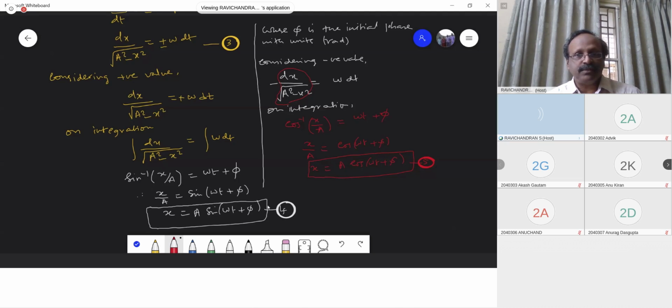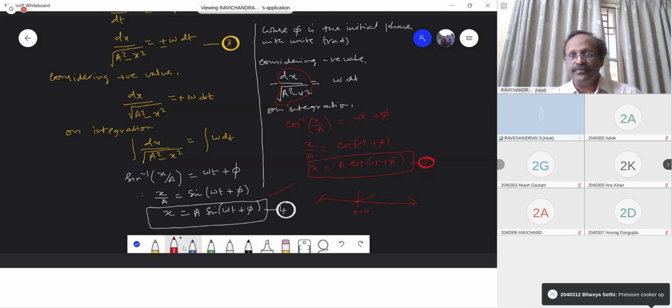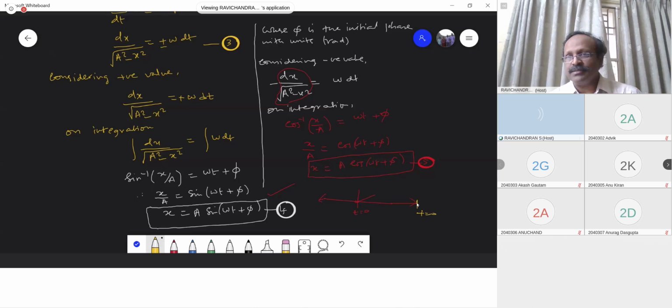So the preferred equation for our vibration case is x equal to 0. What does it actually mean here? You are taking a displacement from where? Suppose you have a body vibrating like this. If you start taking the time from here, this equation is used. If you take the time from here, if t is equal to 0, then you will be getting this equation.